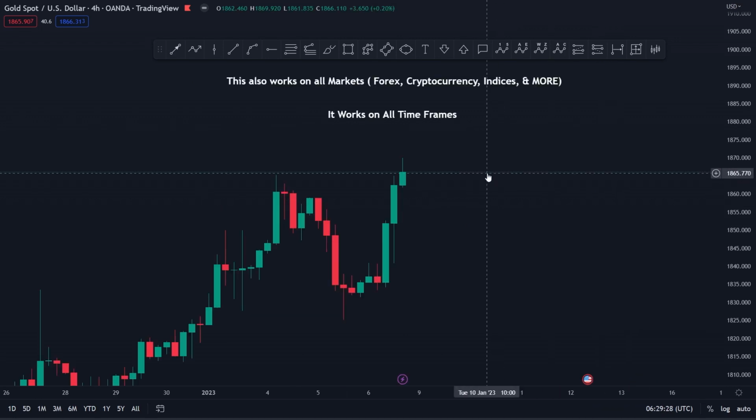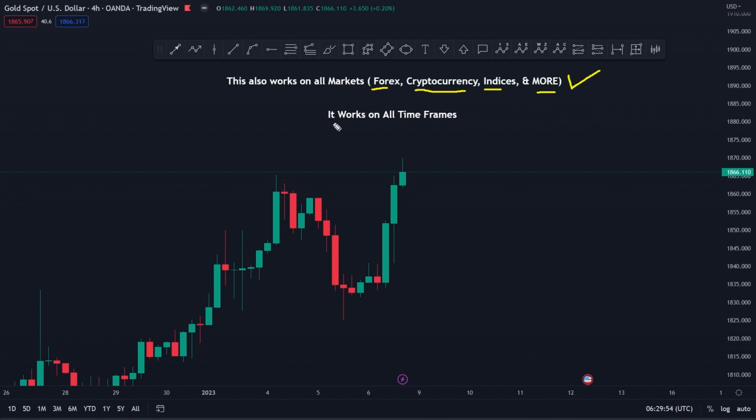Before we move on, I have noticed some of your comments have been asking, does this work on other markets? Yes, it works on Forex, cryptocurrencies, indices, and even more. Even the synthetics, it works. So that's a checkbox for us.